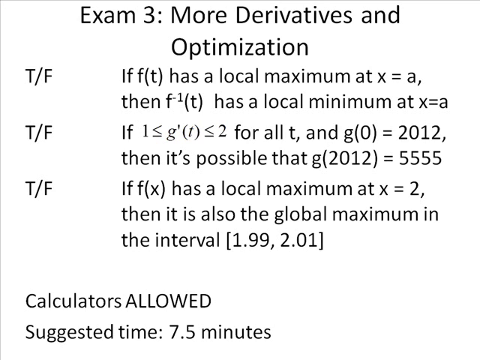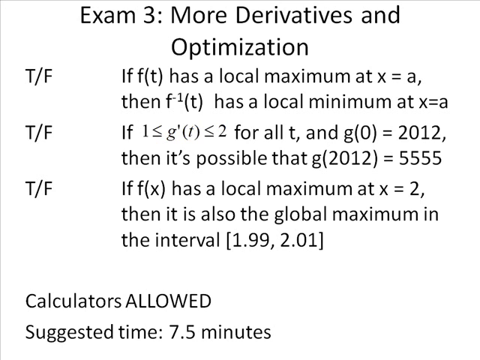So the first one: if a function f of t has a local maximum at x equals a, then f inverse of t, hopefully you know what that represents, has a local minimum. The second one: if we know that the derivative of a function, g prime of t, is between 1 and 2 for all values of t, we're also given the initial value that when t is 0, g is 2012, then it's possible that g of 2012 was 5555. That's a very nice number. Is it possible for that to be true?